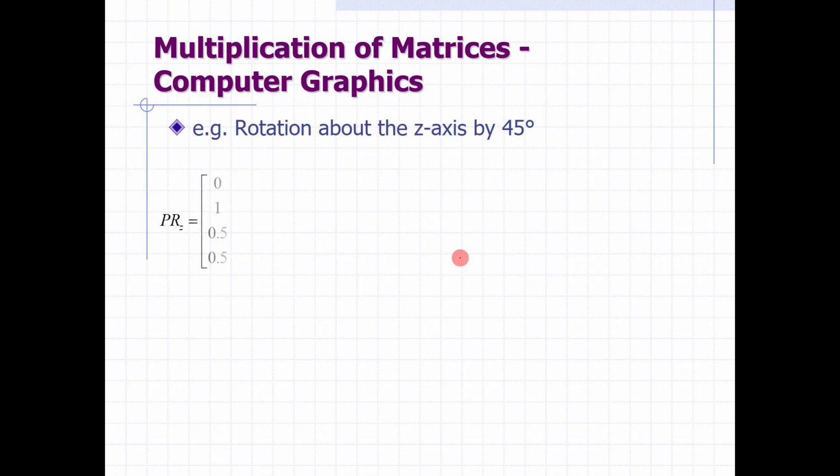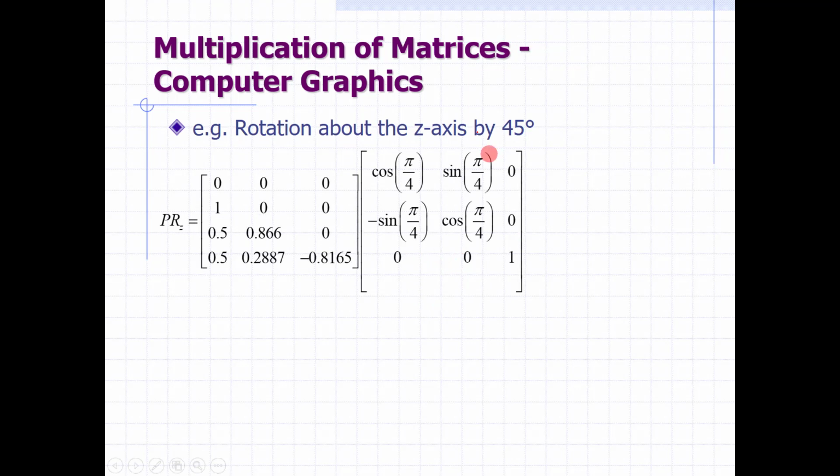So we'll do our quick little example of rotating around the z-axis by 45 degrees. We had our matrix here of points. Remember, the first point was 0, 0, 0. The next point was 1, 0, 0. The next point was half, 0.8660, and then the fourth point. If we want to rotate that around the z-axis, we would just multiply by our rotation matrix, and I just substituted in pi over 4, which is 45 degrees.